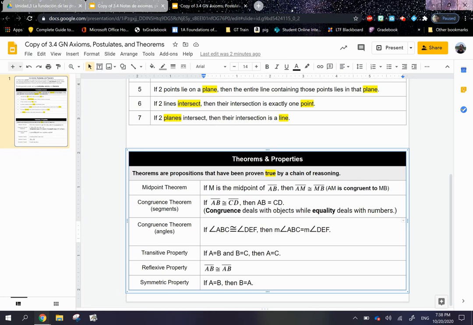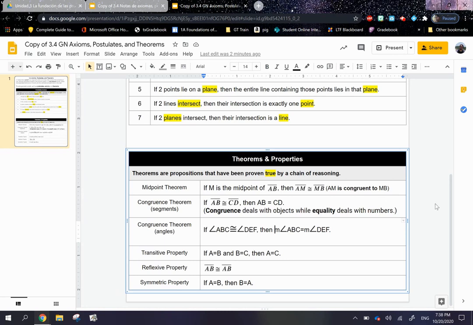So if this angle ABC is, let's say, 50 degrees, then angle DEF will also be 50 degrees as long as we know that those two angles are congruent. So it's kind of a tricky difference, but that is the difference there. Congruence deals with the objects themselves, while equality deals with the numbers involved with that object, their measures, their lengths, whatever it might be.